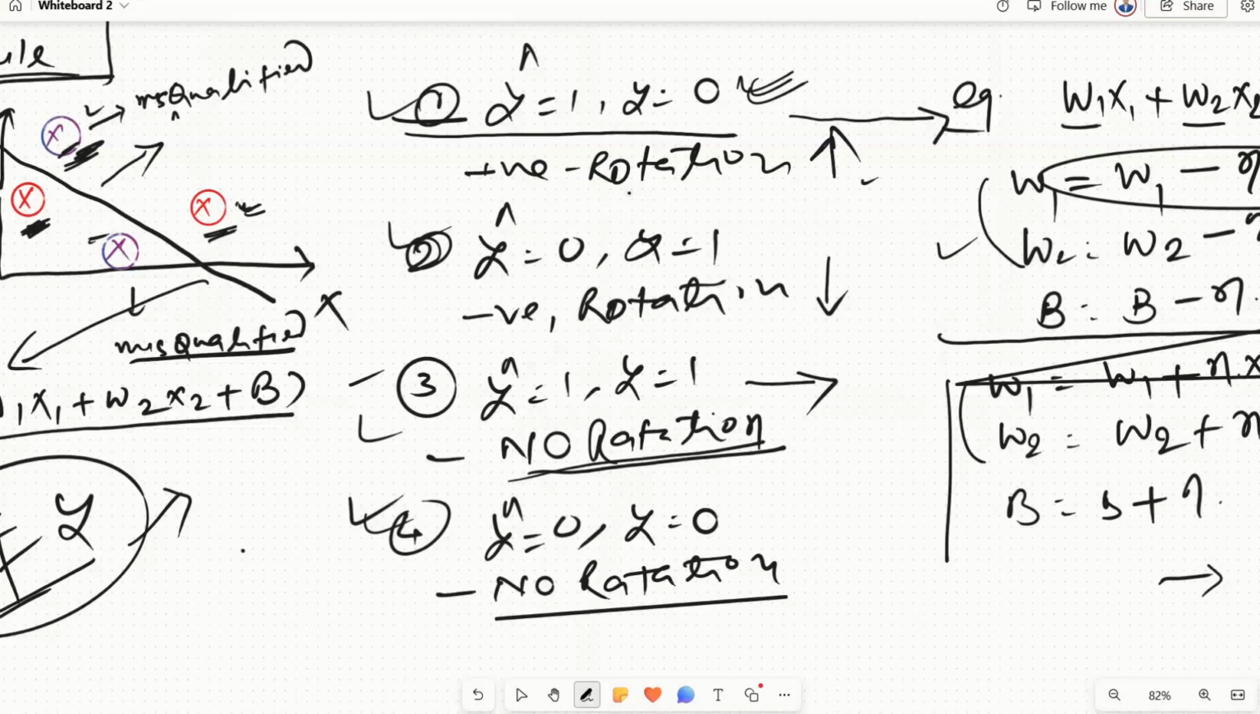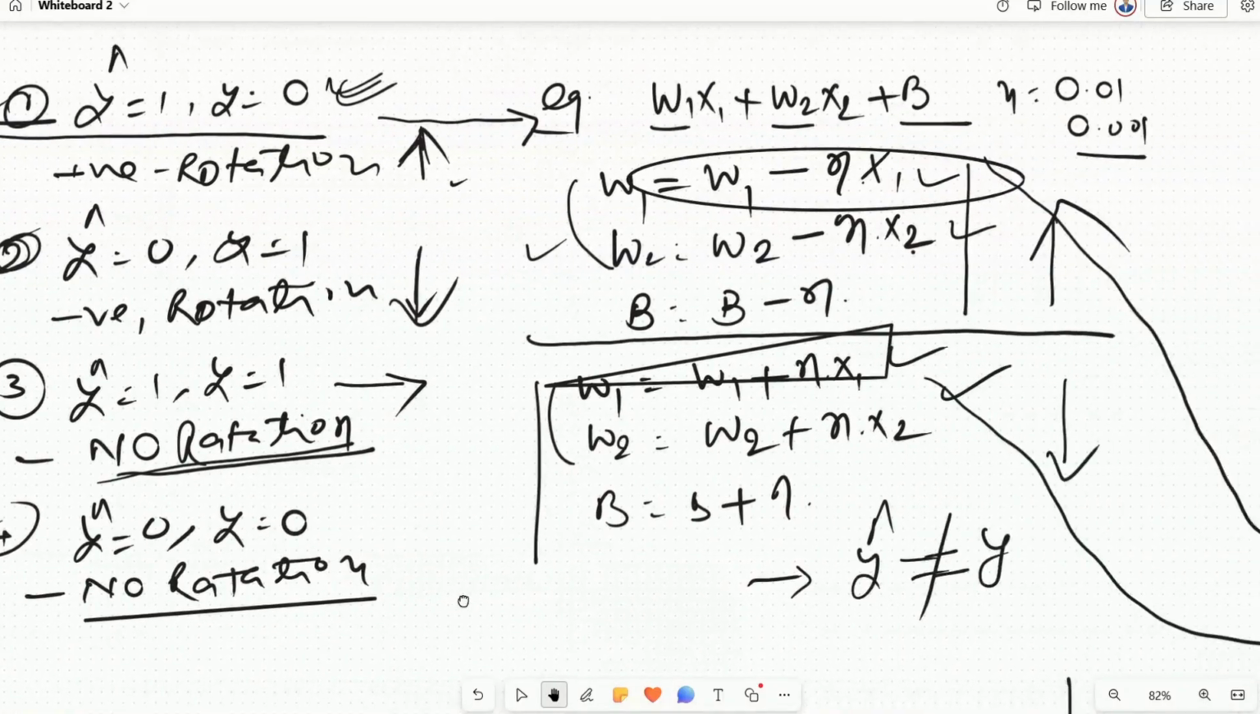I have already covered in a very detailed video, graphically and geometrically, how the line gets rotated. But you have to remember this: if my points are above the line, I mean if my prediction says 1 but actually it is 0, then we have to do positive rotation. If my prediction says 0 and actually it is 1, I mean below the line, we have to do negative rotation. Why positive rotation and negative rotation, we already covered in my previous video.